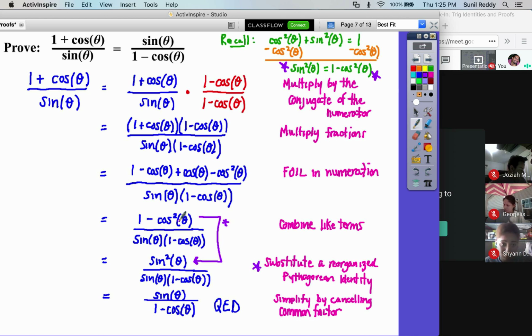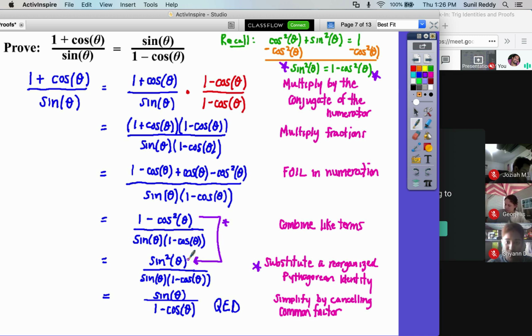1 minus cosine squared, if you go up here to this green recall, I have the primary Pythagorean identity first. Cosine squared plus sine squared equals 1. If I subtract cosine squared from both sides, then I'm given sine squared equals 1 minus cosine squared. That's just a reorganized version of that primary Pythagorean identity. So now in my proof, when I have this numerator 1 minus cosine squared, up here, this purple asterisk, I know that equals sine squared. So I took that numerator and replaced it with sine squared.